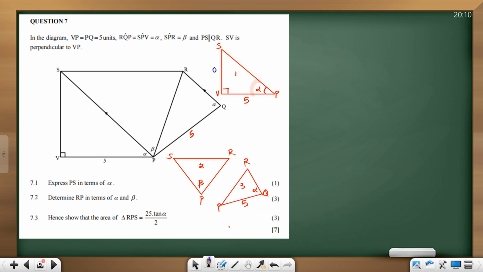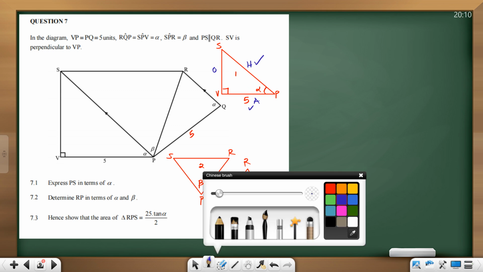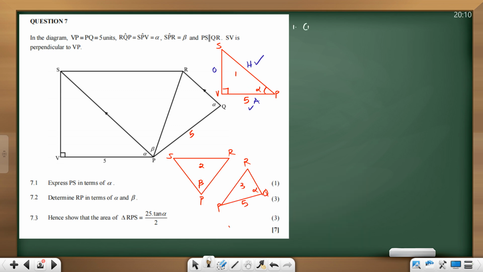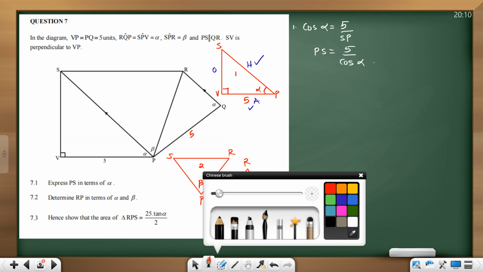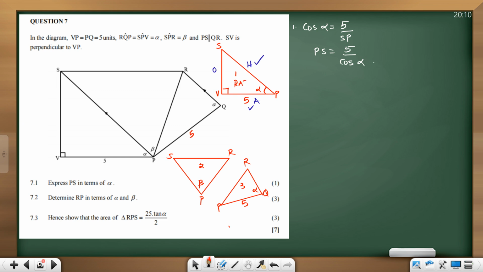Now, because it's a right angle, that becomes opposite, and hypotenuse, and that is adjacent. I'm working with hypotenuse and adjacent, and that is a cos. So number 1, cos alpha is adjacent over what? Hypotenuse. We want SP, PS. So PS will be what? 5 over cos alpha. We are done with the first question. 1 mark there. Once I see a right angle triangle, remember, I'll bring in my SOHCAHTOA.